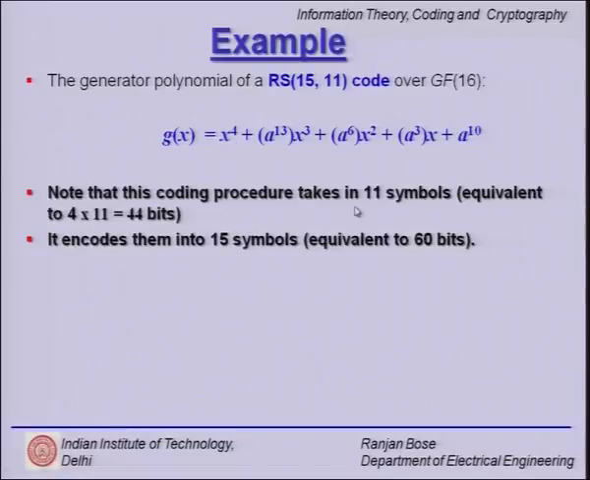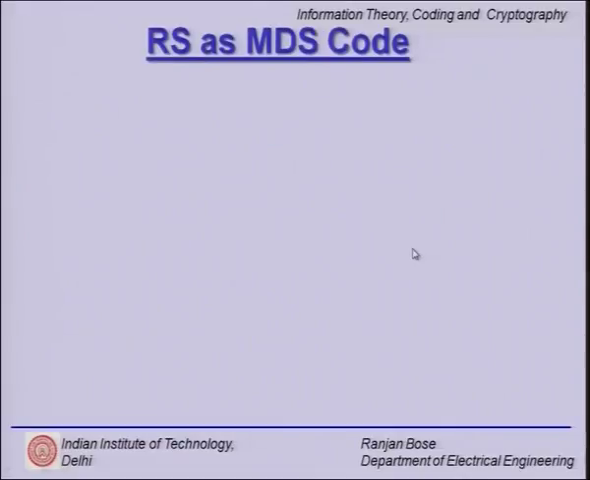So, it takes in 11 symbols, and this tantamounts to 44 bits, because there are 4 bits per symbol, because we are working over GF16. So, this encoder takes in 44 bits, equivalently 11 symbols, and converts them into 15 symbols, which is equal to 60 bits. Okay. So, let us look at some of the properties of Reed-Solomon codes.